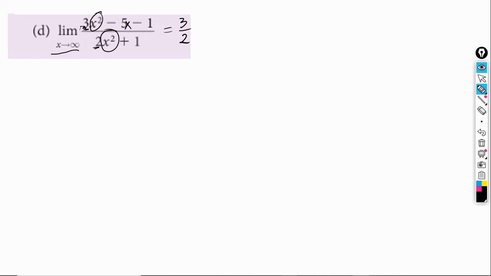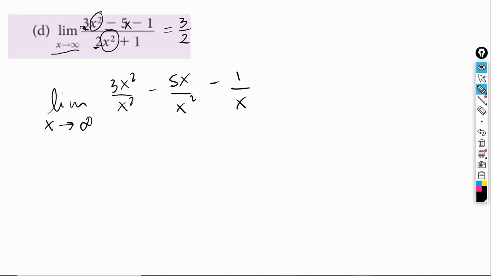So I'm going to show you guys how to do it algebraically. If we do this algebraically, you use a very simple trick. You go limit as x approaches infinity, and we can rewrite this and divide everything by x squared. So we would get 3x squared over x squared minus 5x over x squared minus 1 over x squared.